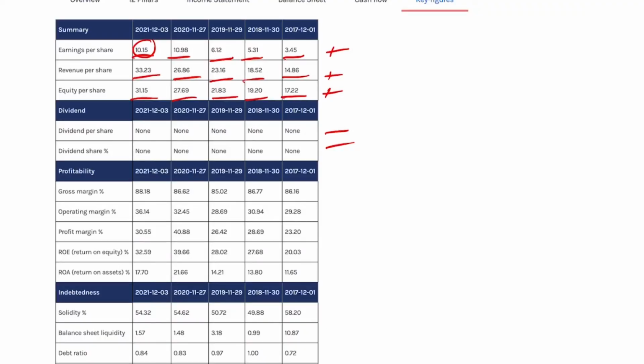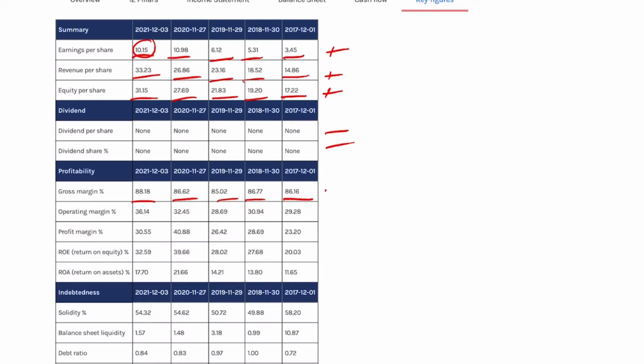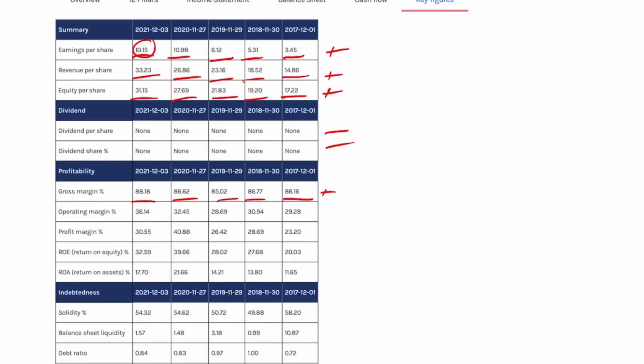Now gross margin went from 86% up to 88%, and these numbers, it's not a lot of fluctuation, but still these numbers are moving in the right direction, and that is a plus. But also at the same time, we need to look at across the industry, how is Adobe doing compared to the competitors? By seeing a gross profit of 88%, I like it.